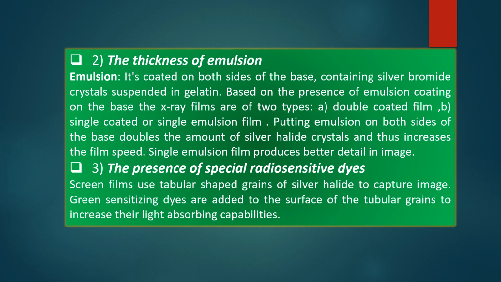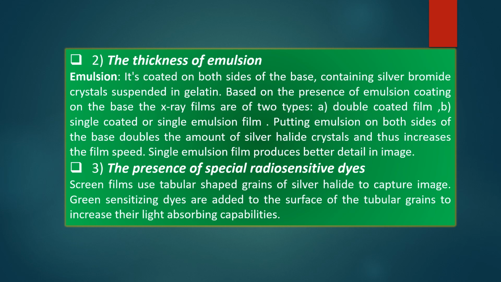Now, there are two types of films. Number one is double coated film, and number two is single coated or single emulsion film. Putting emulsion on both sides of the base doubles the amount of silver halide crystals and thus increases the film speed. Single emulsion film produces better detail in the image than the double emulsion film.